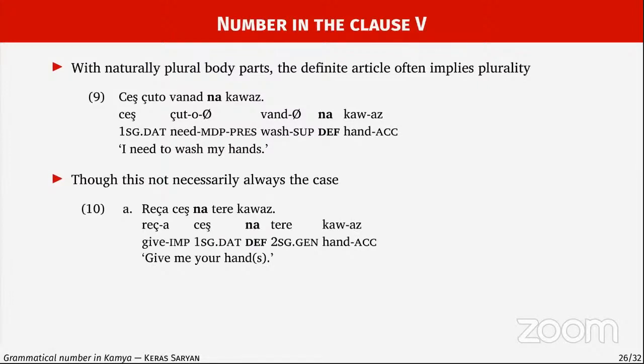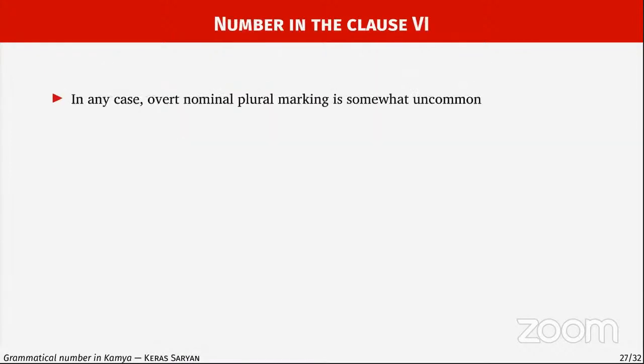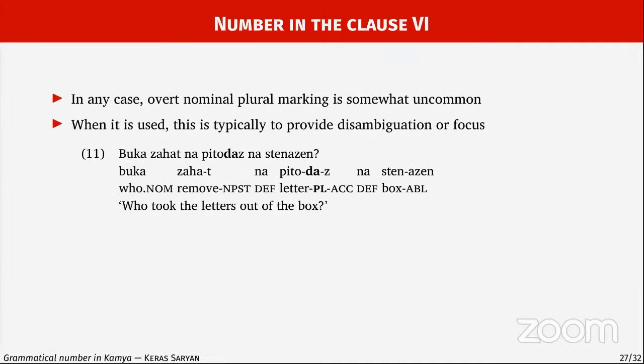So if I said "Recha jesh na terikawas," this could mean either give me your hand or give me your hands. And if I wanted to specify, I could very well add the plural marker to hand to specify that I meant more than one. Okay. So in any case, overt plural marking is usually somewhat uncommon on nouns, and when it is used, it's for reasons of focus or disambiguation.